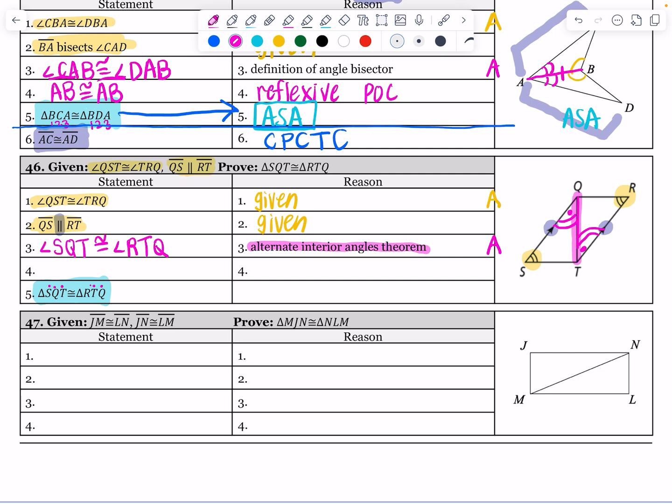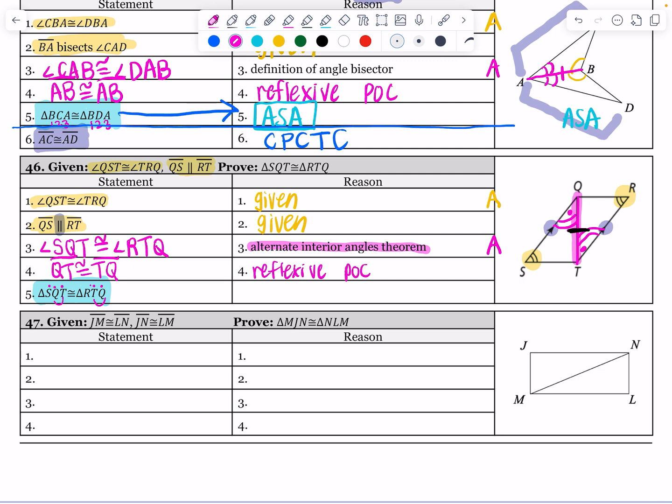That side overlaps at side QT, so I'm going to add a tick mark there. Those back up to each other, so I know that Q to T, 2, 3, is going to be congruent to T to Q. That's because this has been rotated, so I have to rotate the positions of those as well. Q would be on top of T and T would be on top of Q when I rotated those triangles. That is going to be our reflexive property of congruence.